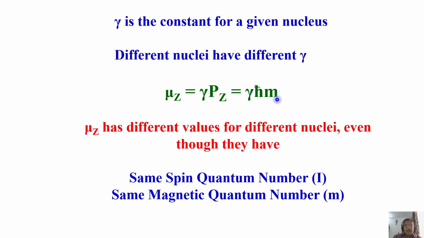That's what I wrote earlier also, when we substituted for pz, which is equal to h cross into m. Now, m depends upon I. So consider two nuclei. Let us say they have the same I, and they may have the same magnetic quantum number because I is the same, but mu z can still be different. Mu z has different values for different nuclei, even though I is the same and m is the same. I'll give you an example now.